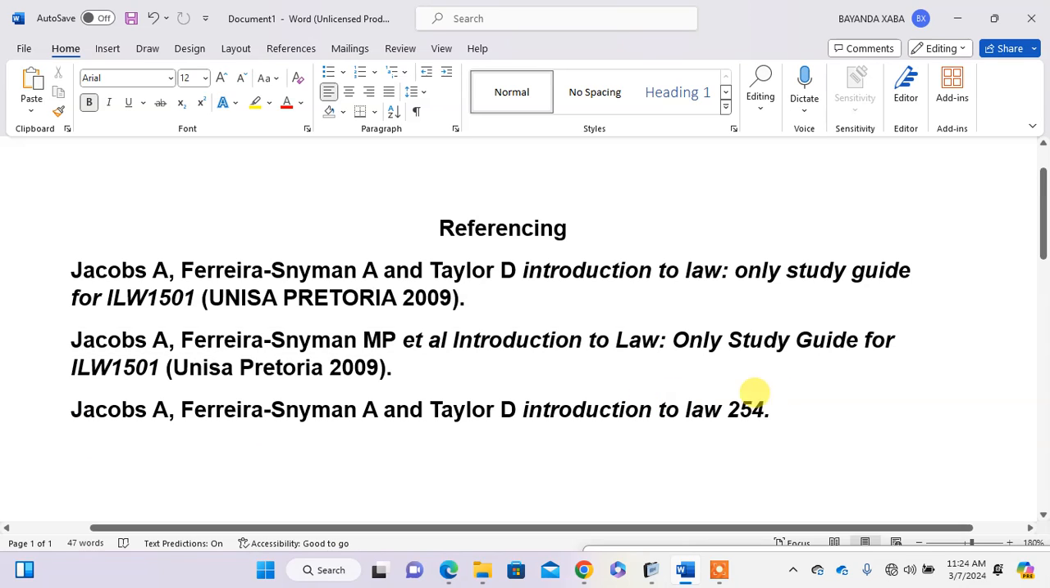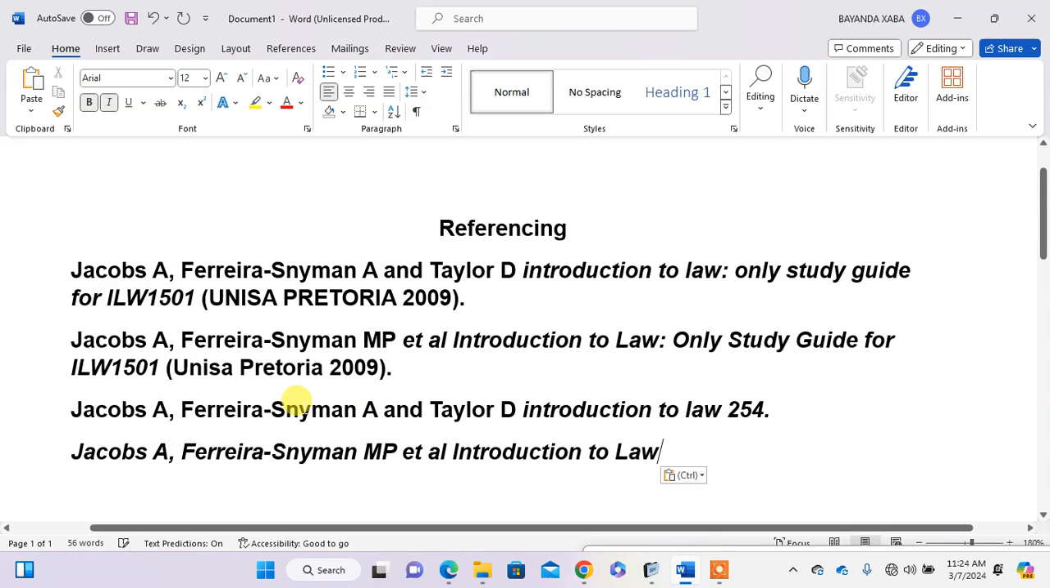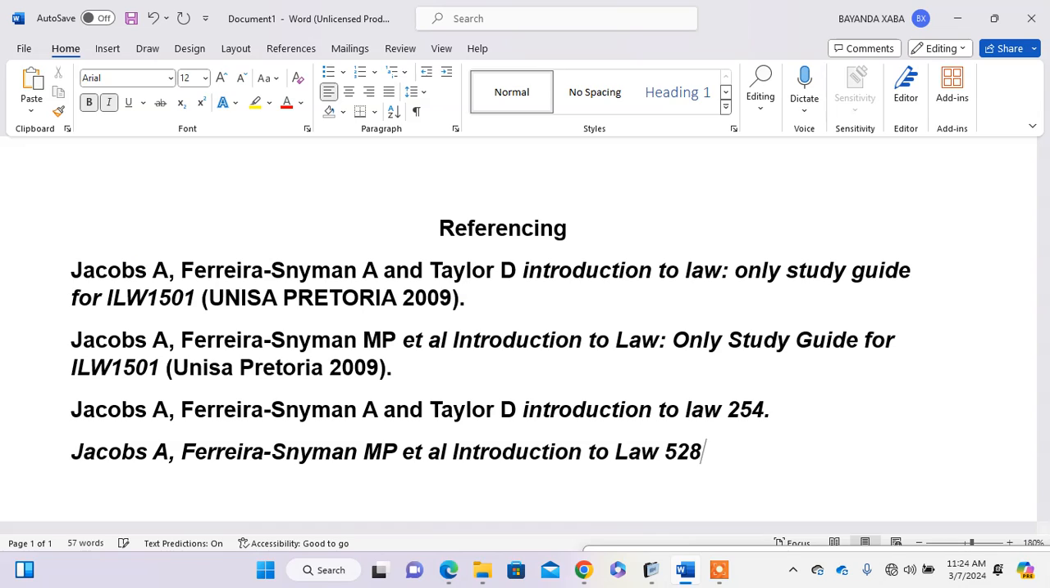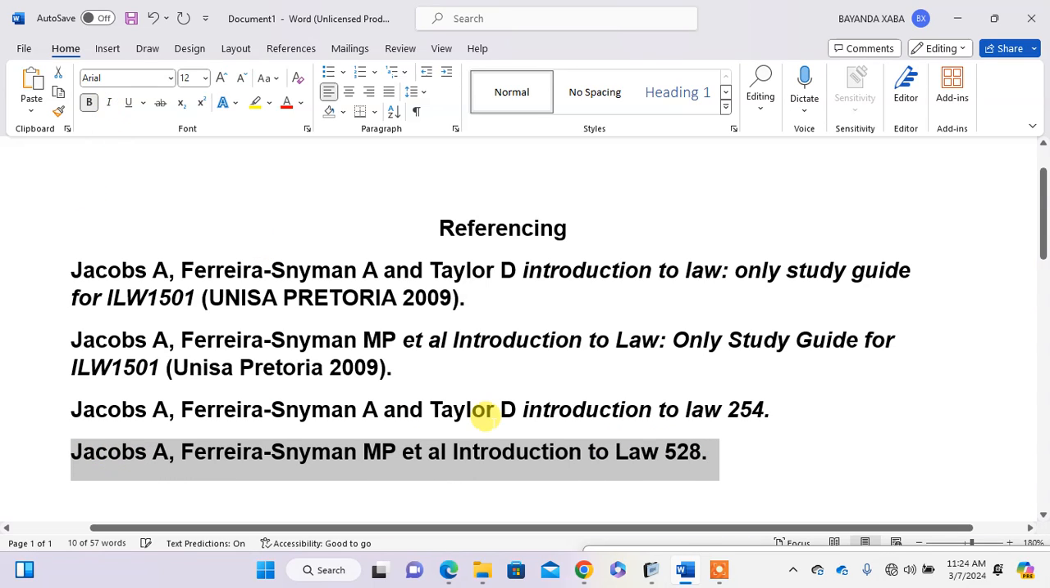And paste it as a shorter version, then you return the page number, then a full stop. This is a shorter version of this one. Jacob says Ferreira and Taylor D, Introduction to Law, then you put a page number. This is how you reference the study guide, and if you can follow this method, you'll be able to reference all the study guides.